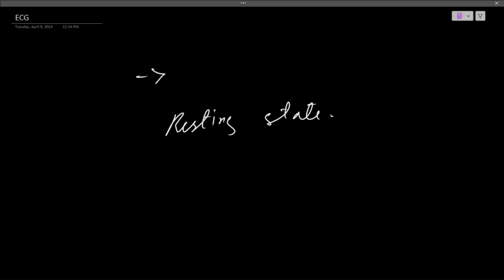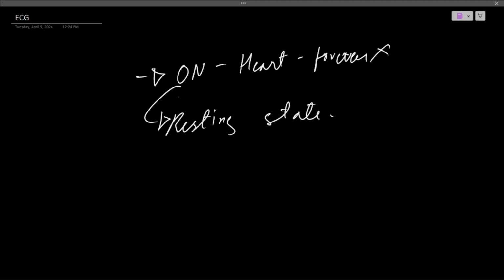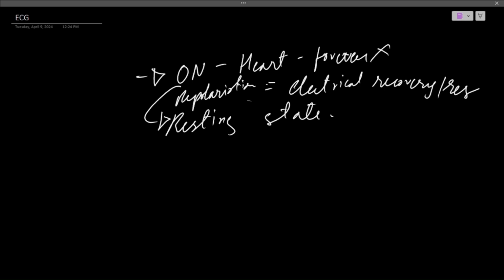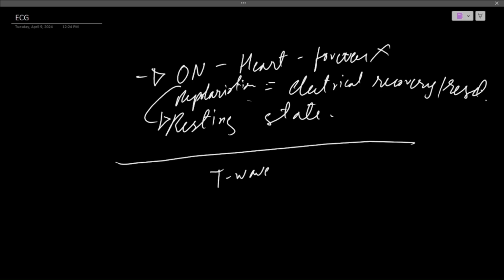Because previously we got the heart to be in the on position. But the thing is, the heart cannot be in the on position forever. So we need to recover it electrically back to its resting state. And that is where repolarization comes into picture. So repolarization is electrical recovery, or the reset. Now this is seen as the T wave.